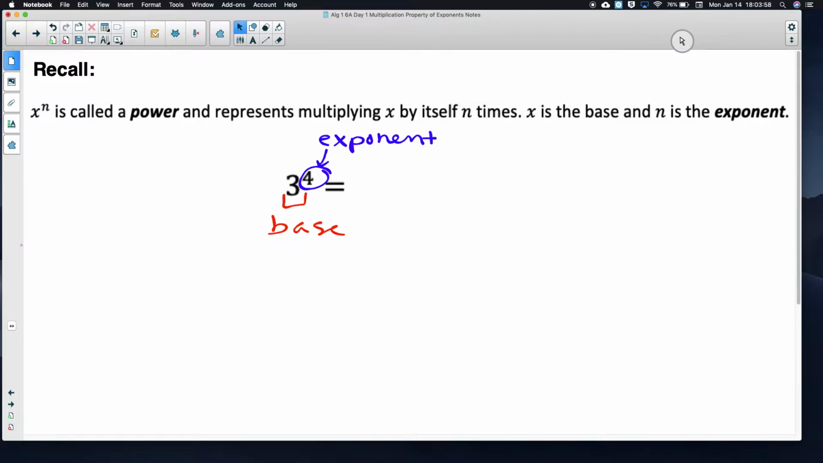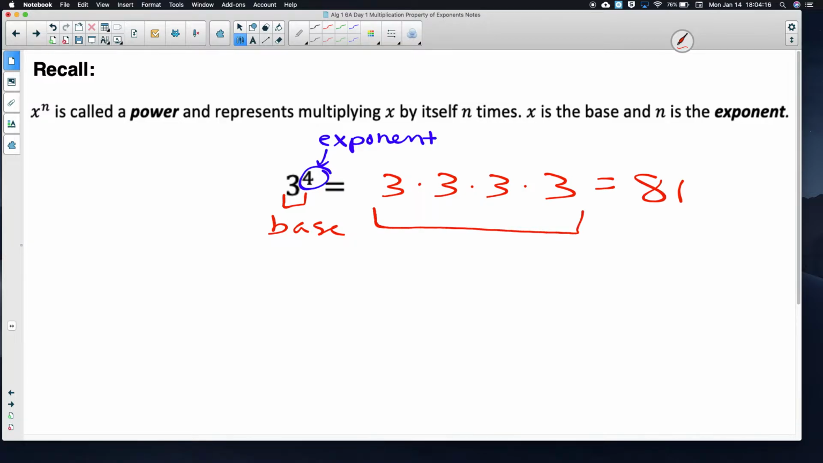If I were to expand that out, it's going to look like 3 times 3 times 3 times 3, and that simplifies to give me 81. But it's just saying I'm taking 3 and multiplying it by itself 4 times. It's an easier way than constantly writing 3 times 3 times 3 times 3. That's a little bit too much, so we just say 3 to the 4th power.